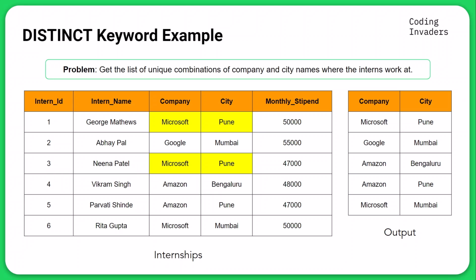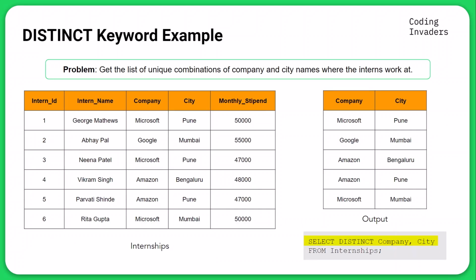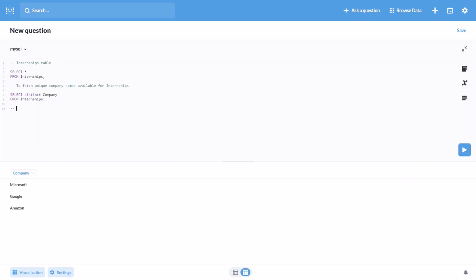The code is also quite straightforward. SELECT DISTINCT company, city. So it will now take a combination of company and city together. Distinct will take a distinct combination of company and city together from internship. Let's execute this code in Metabase. So what we want is to fetch unique company and city names available for internships.